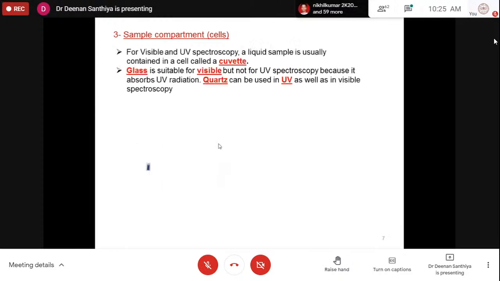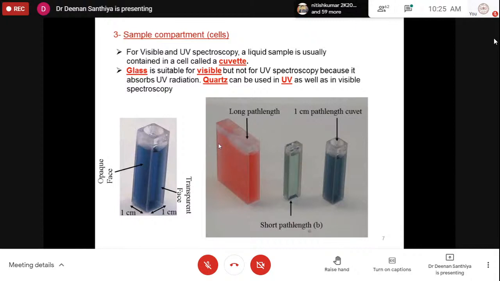Now we are going to discuss the cuvette, the sample holder. For visible and UV spectroscopy, there are two regions. When you use a liquid sample, the sample container is called a cuvette. The cuvette can be made of glass or quartz. Glass cuvettes can be used for the visible region, 400 to 800 nanometer. For 200 to 400 nanometer, only quartz cuvettes should be used. Got it?